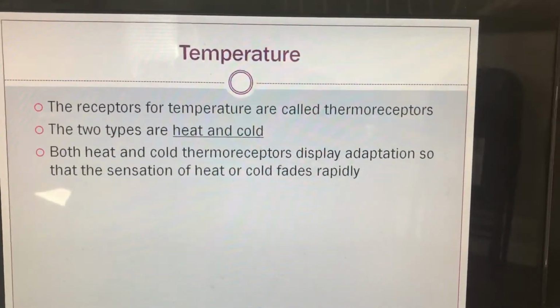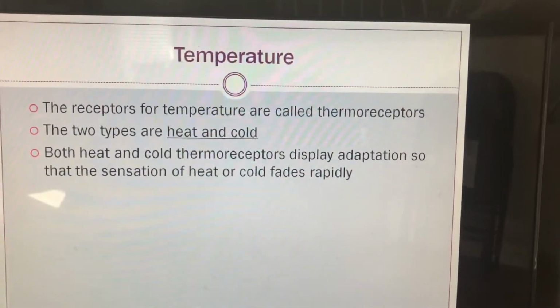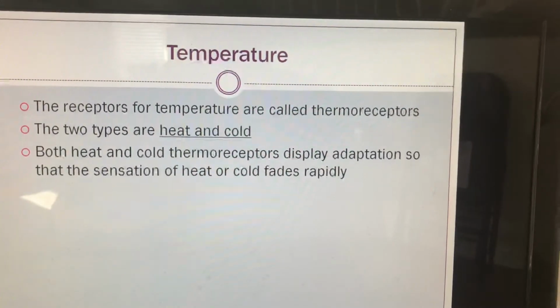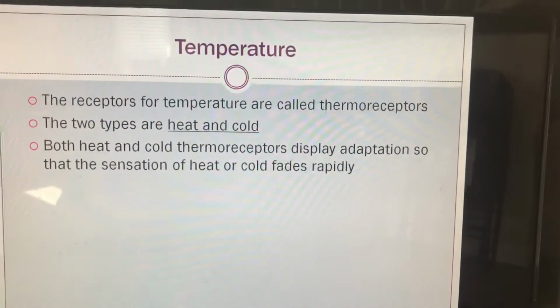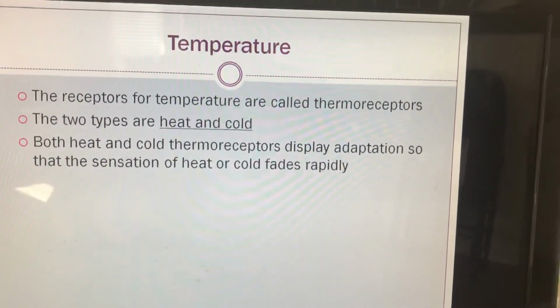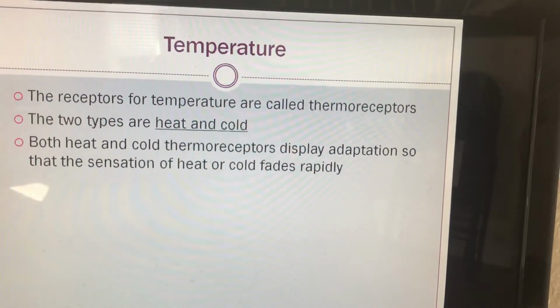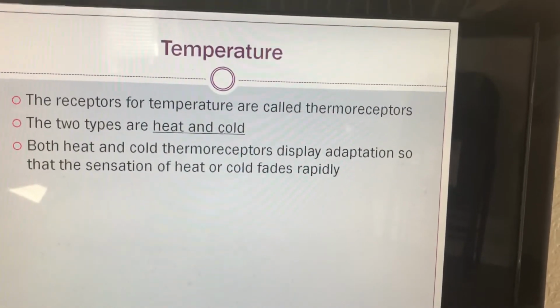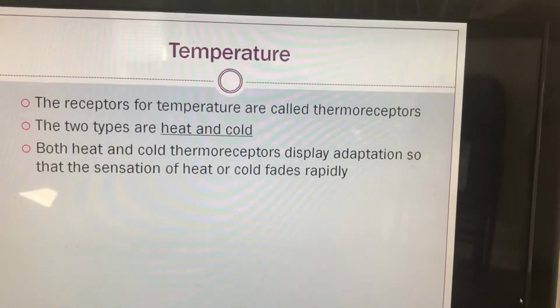Temperature. So the receptors for temperature are called thermoreceptors, and the two types are heat and cold. Both heat and cold thermoreceptors display adaptation so that the sensation of heat or cold fades rapidly.